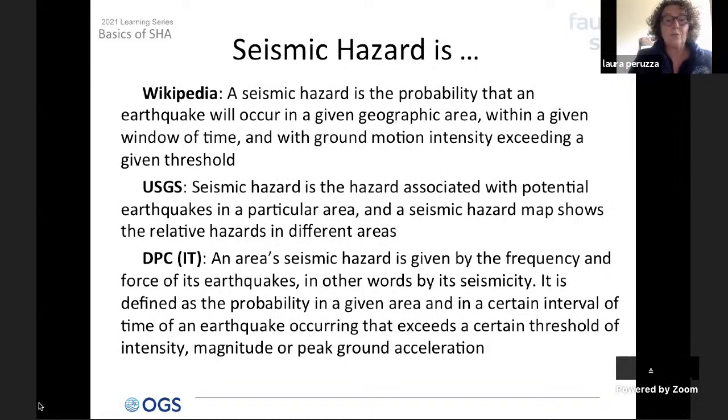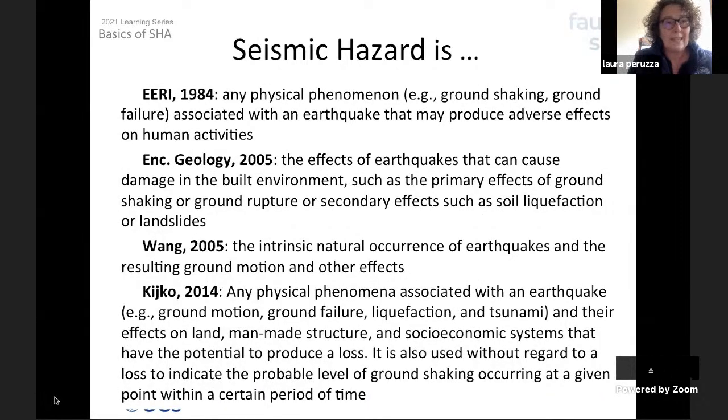So I resorted to more technical documents, and we started with documents released by engineers in 1984. The Earthquake Engineering Research Institute defined the seismic hazard in a broader way: any physical phenomenon, ground shaking, ground failure, that is associated with an earthquake, but they limit the definition of seismic hazard to those that may produce adverse effects on human activities. So in some way, if there are no humans, there is no seismic hazard. It's something more related to the risk than simply to the hazard.